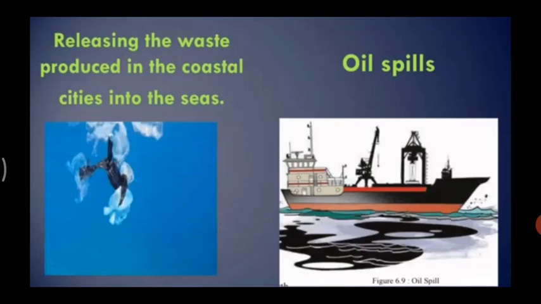Then the next issue is oil spills. Spilling of oil from tankers and offshore rigs, right? Spilling of oil from the ships in the oceanic area is also another example of sea pollution. Okay, when the oil spills into the sea, it affects the aquatic life, it affects the fishes.